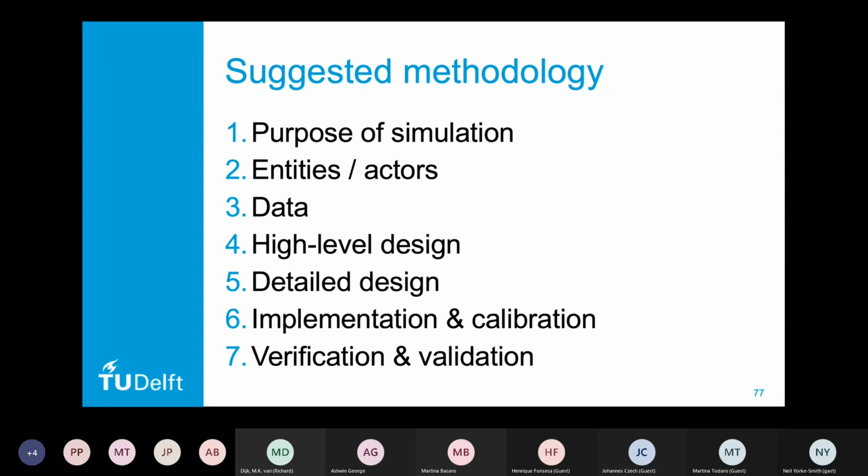That's very important too. This is the suggested methodology, and in the references on my last slide, I have a book which explains these steps in some more detail. It starts with the purpose, we then go through and end up with verification and validation.